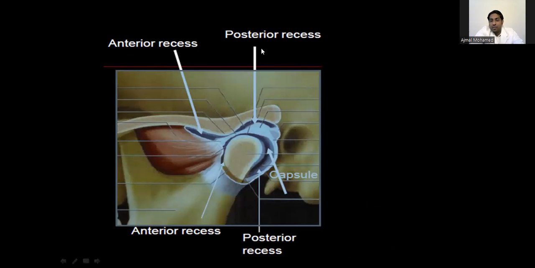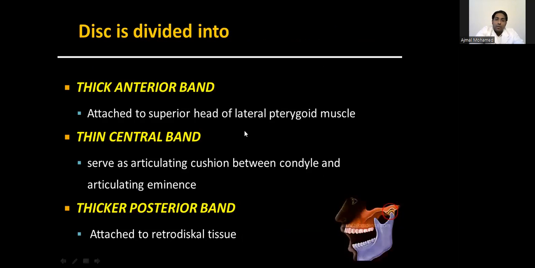So this is the picture of the TMJ and the disc related structures. The superior portion of the disc contains the anterior and posterior recess. Now the disc divides the compartment of the TMJ into a thick anterior band, a thicker posterior band, and a middle portion, the thin central band.